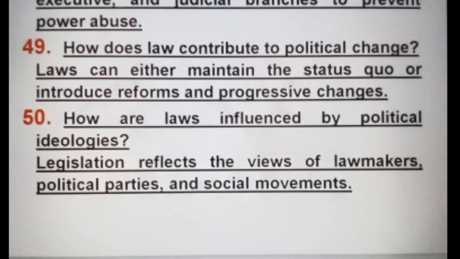How are laws influenced by political ideologies? Legislation reflects the views of lawmakers, political parties, and social movements.